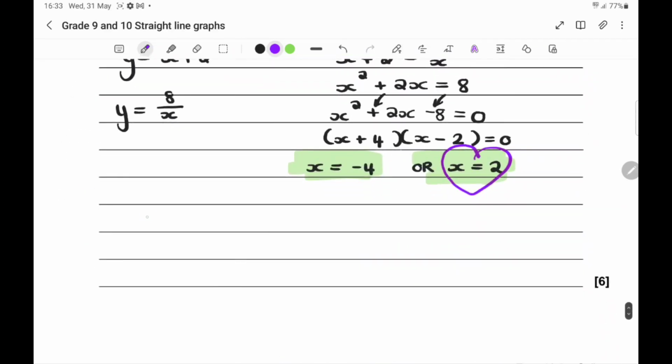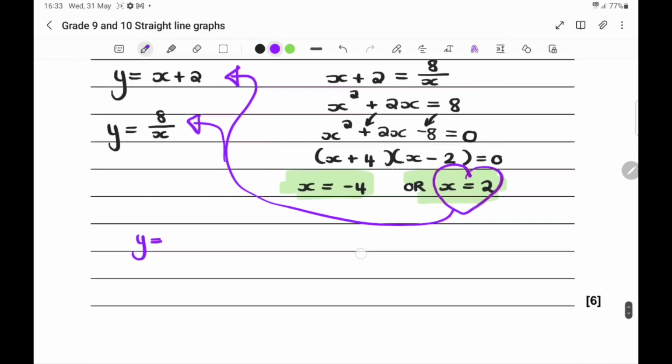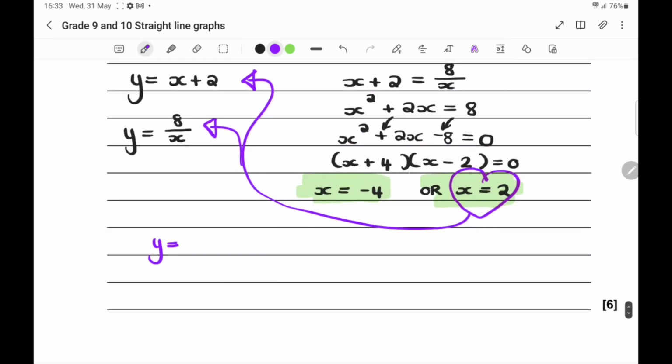Then I'm going to replace it into which one? Any one. Can I choose this one? Yes, you can. Can I choose that one? Yes, you can. Just to get the other y part of the coordinate. So if x is 2, can you see 8 divided by 2, y is then 4. If I had to replace it in here, 2 plus 2 gives you also 4. So the point of intersection is where x is 2 and y is 4.